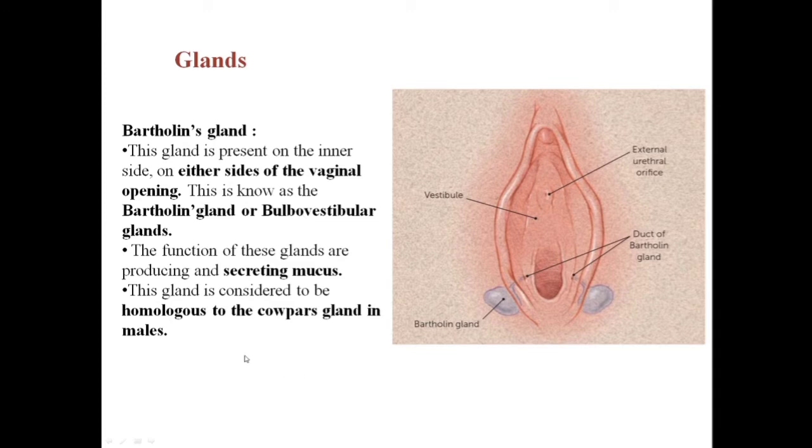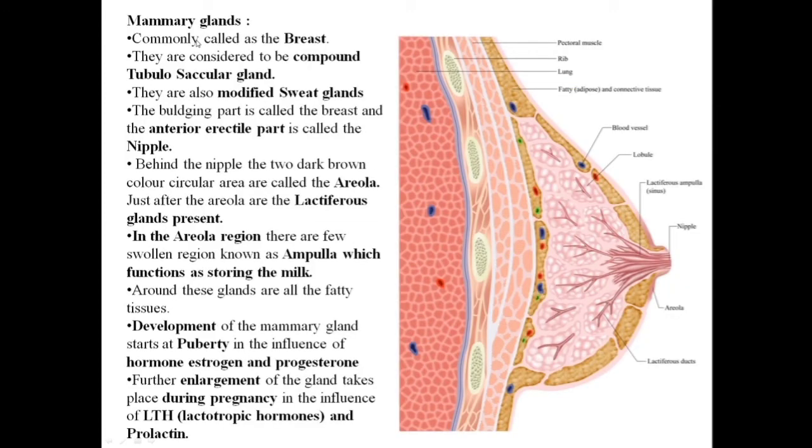Now, talking about the second gland, known as the mammary gland. Commonly it is called the breast. They are actually compound tubulosaccular glands, and they are also known as modified sweat glands. Why are they called compound tubulosaccular glands? Because their structure has both a tubular structure as well as a sac-like structure. So the name given is compound tubulosaccular gland.